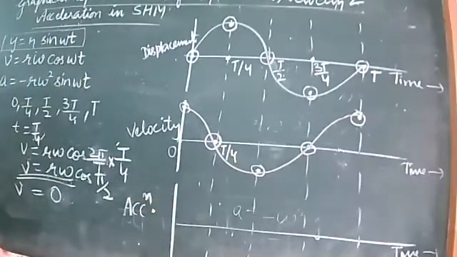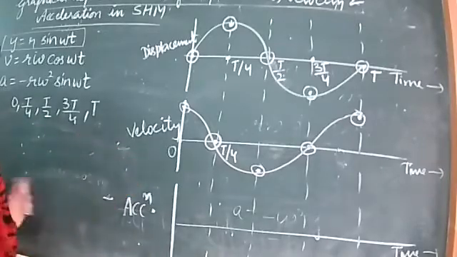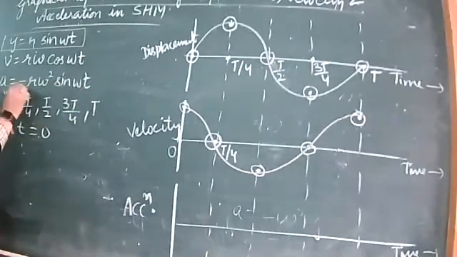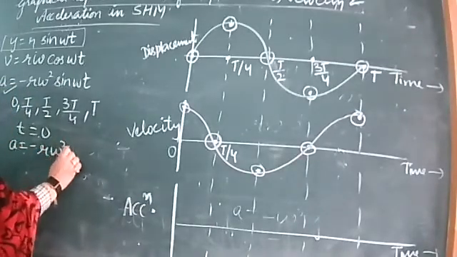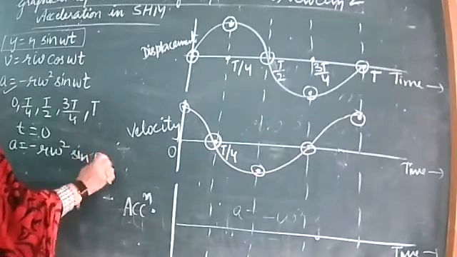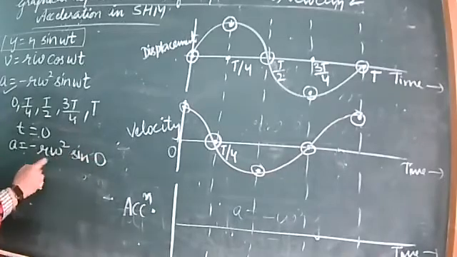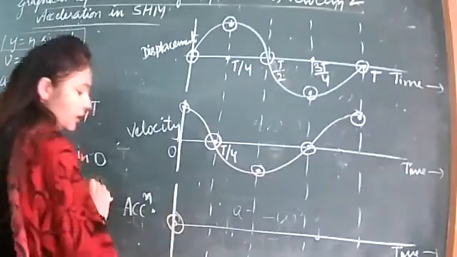Then we come to acceleration equation. So same way, put all the time intervals in acceleration equation and solve. So put t equal to 0 in this equation of acceleration. So acceleration would become minus r omega square sine omega t. Put t equal to 0, sine 0 is 0. So acceleration is 0 corresponding to t equal to 0.